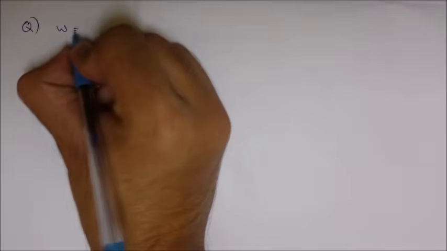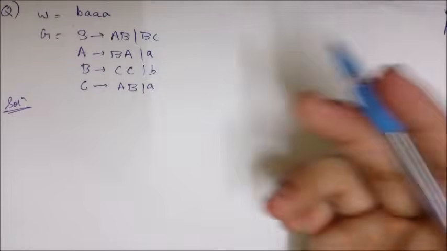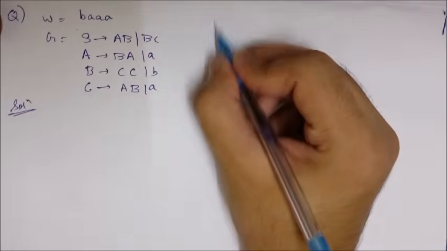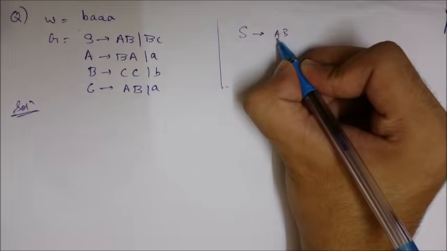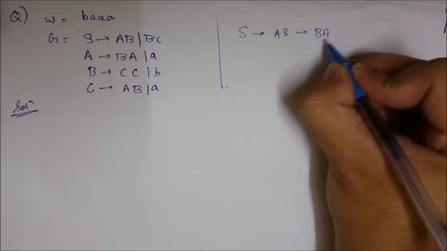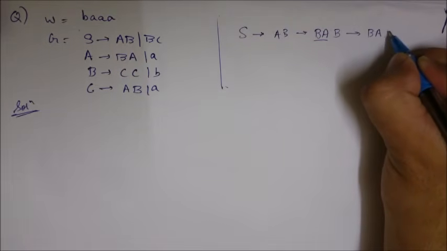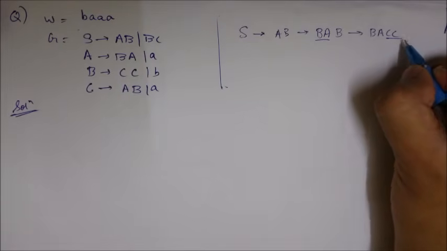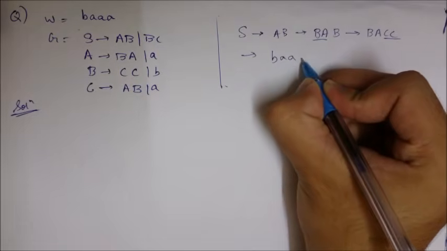Now here's another example. In this case the word actually does belong to the language generated by G. I'll just generate it once and show to you how. Let's take S. We substitute it with AB. Now we substitute A with BA, so we get BAB. Now we substitute the second B with CC, so we get BACC. And now we substitute each non-terminal symbol with a terminal symbol, so we get BAAA.